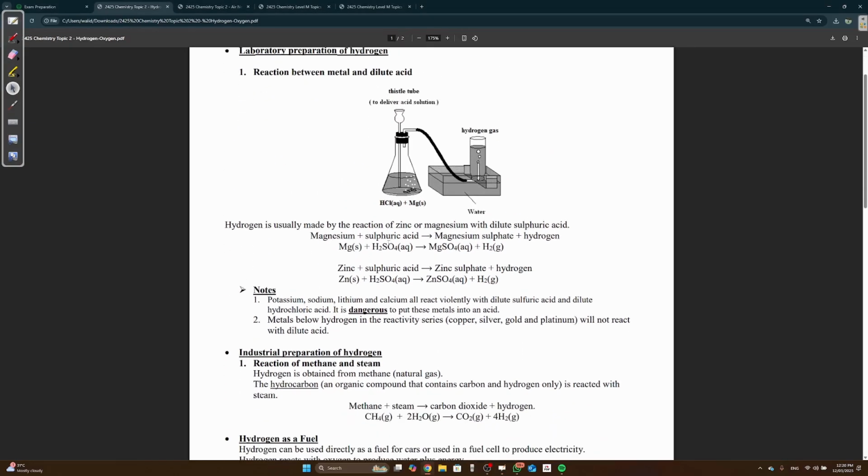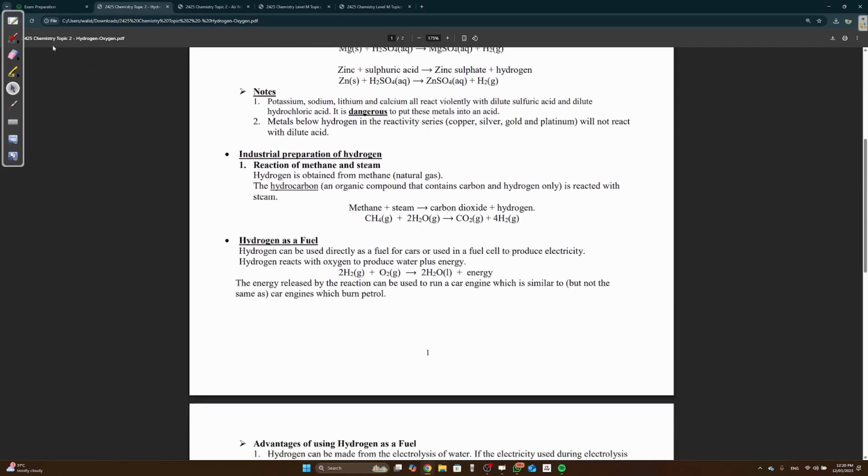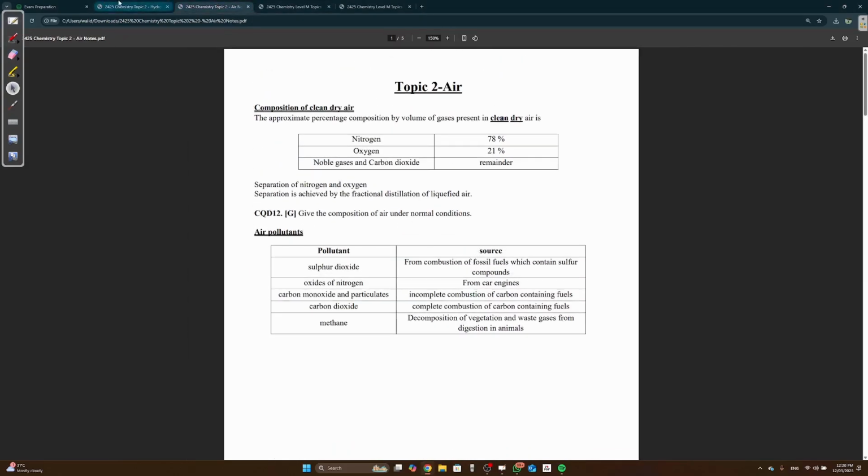In the lab, you just react it with an acid. Very easy. However, this is the industrial preparation. It's done by reacting methane and steam. Remember, methane is an alkane, and whenever you crack an alkane, you may get hydrogen gas as a byproduct. So hydrogen is obtained from methane, which is the natural gas. This is in the air chapter. We'll talk about it later.